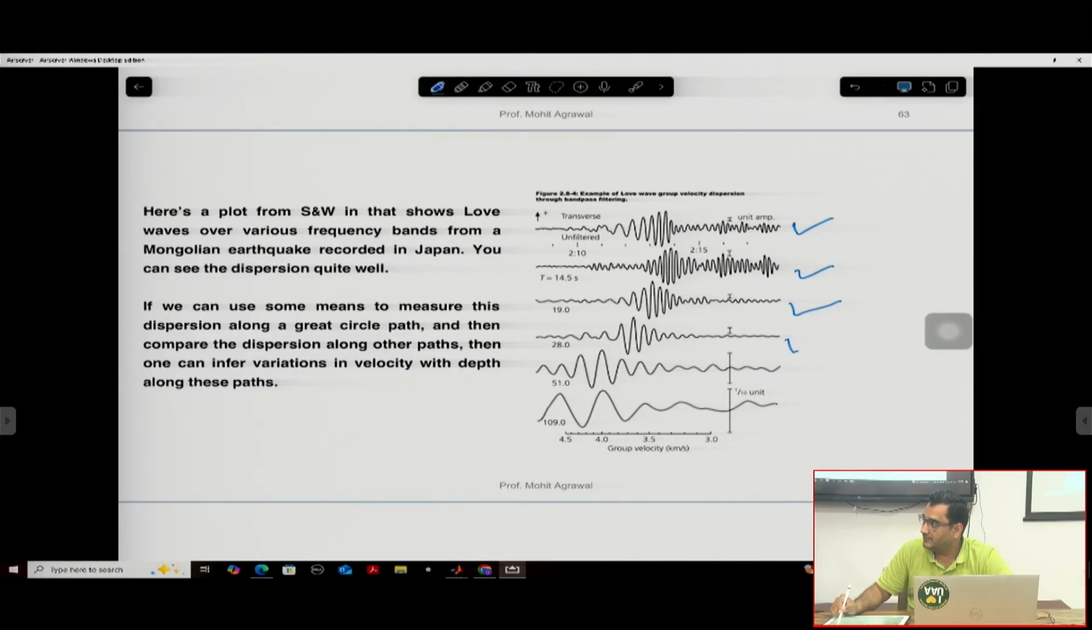Thereafter you have filtered the seismogram for a period of 28 seconds, and then 51 and 109 seconds. On the x-axis the group velocities are also calculated, but what you see, the lower periods are coming somewhere here. Thereafter you can see higher periods are gradually arriving earlier on the seismogram. Okay, so this is what it is. It can be concluded from this: the higher periods are traveling faster, and the smaller periods are traveling slower.